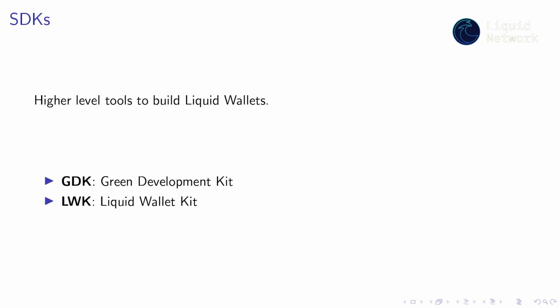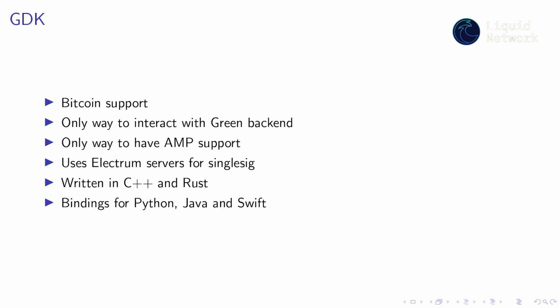So GDK is the SDK behind the Green apps, basically. It has Liquid and Bitcoin support, contrary to LWK, which only has Liquid support. And it's the only way to interact with the Green backend. Technically, it's not, but practically it is. We do not advise you to do that with custom connections. It doesn't really make much sense. And since AMP requires you to interact with the Green backend, it's the only way to use AMP right now. With the second version of AMP, that will no longer be necessary. It will not be another restriction anymore.